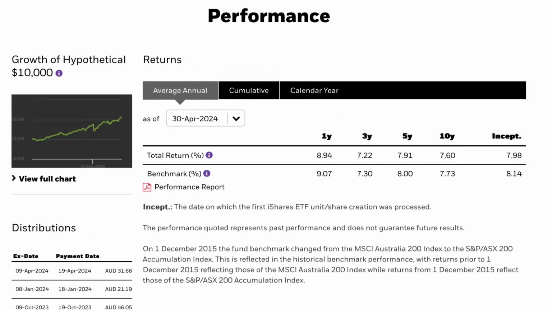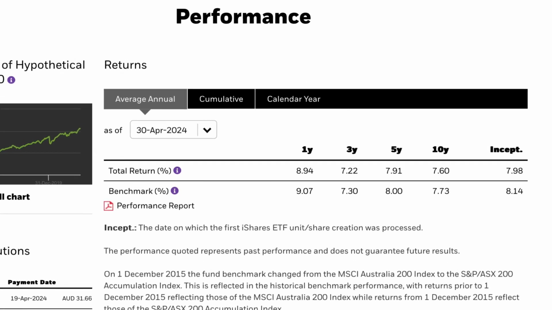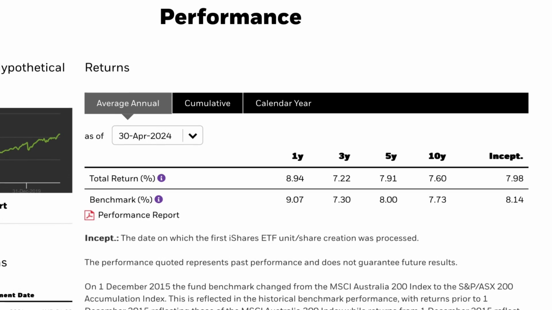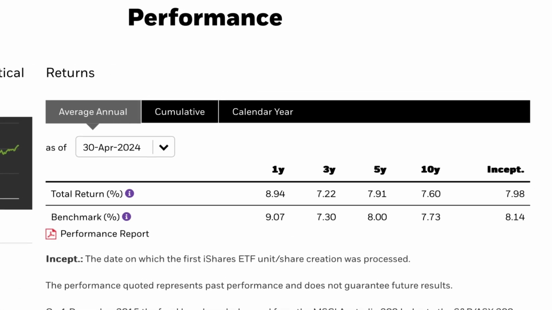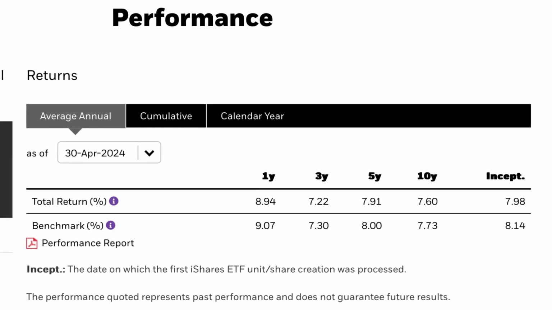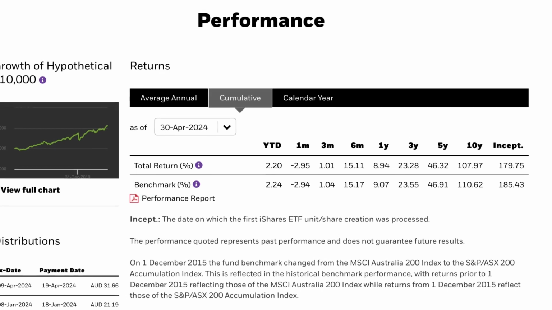Since inception, IOZ has had an average annualised return of 8%, which includes both capital growth and distributions. Past performance is no guarantee of future performance, but it's a good sign of improving business fundamentals, continually driving each individual stock higher within the ETF. With dividends reinvested, the cumulative return becomes much higher.